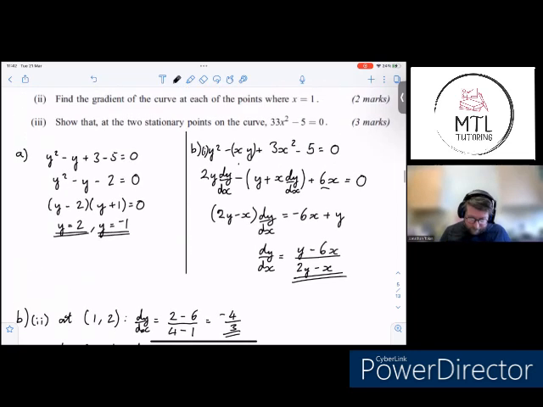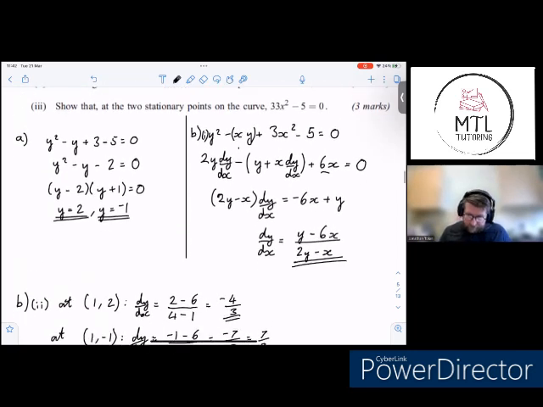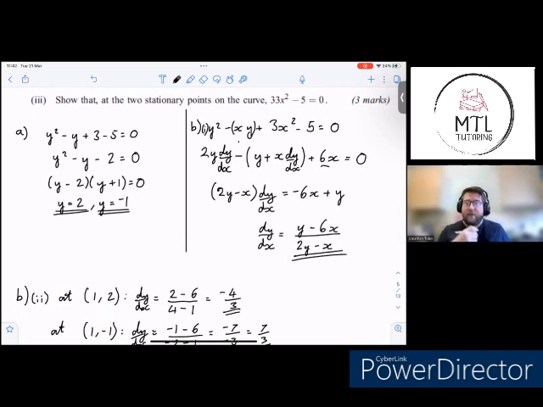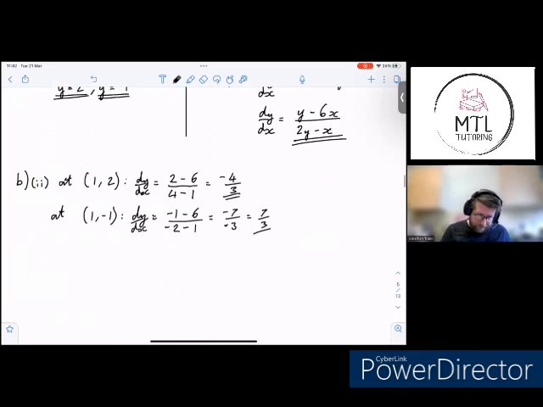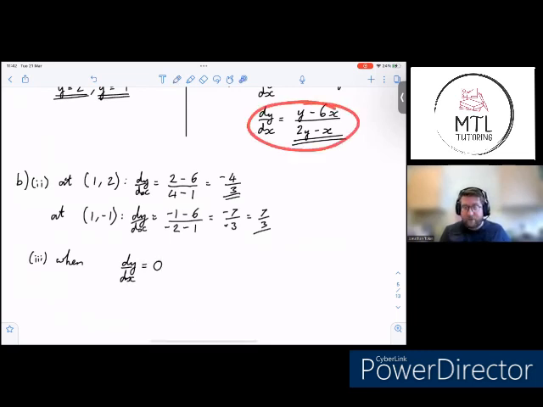Okay, and part 3, show that at the two stationary points, that is what's happening. So finding stationary points when you've had to differentiate something implicitly is a little bit more work. So when dy by dx equals 0, well, if dy by dx is a fraction, if a fraction equals 0, the numerator must equal 0.